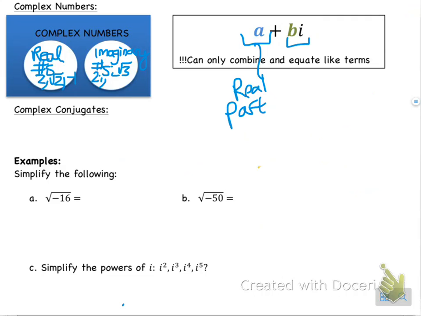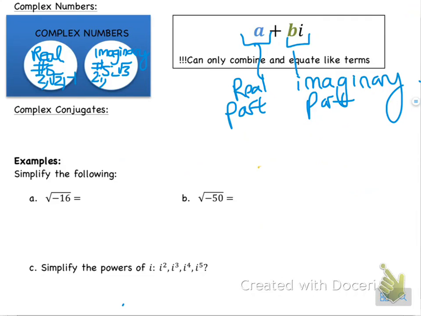So officially, this a part here is the real part. And the plus bi, which could also be a negative b, like a minus 2i or something like that, is called the imaginary part. And you can only combine like terms, so you can't combine a real part and an imaginary part.